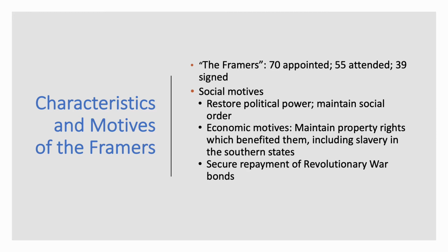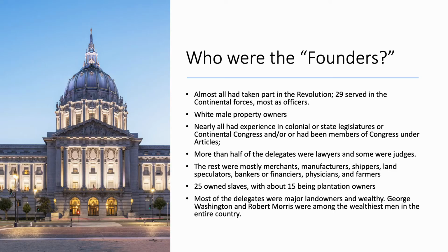As I said, their real motives certainly were to restore the political power, maintain social order, come up with a new document that put different people in place, in power. They had economic motives of their own. They wanted to maintain property rights. They wanted to maintain slavery in the southern states. Most of them did, or at least the Southerners did. And they wanted to make sure that they, the bondholders, got repaid. So who were the founders?